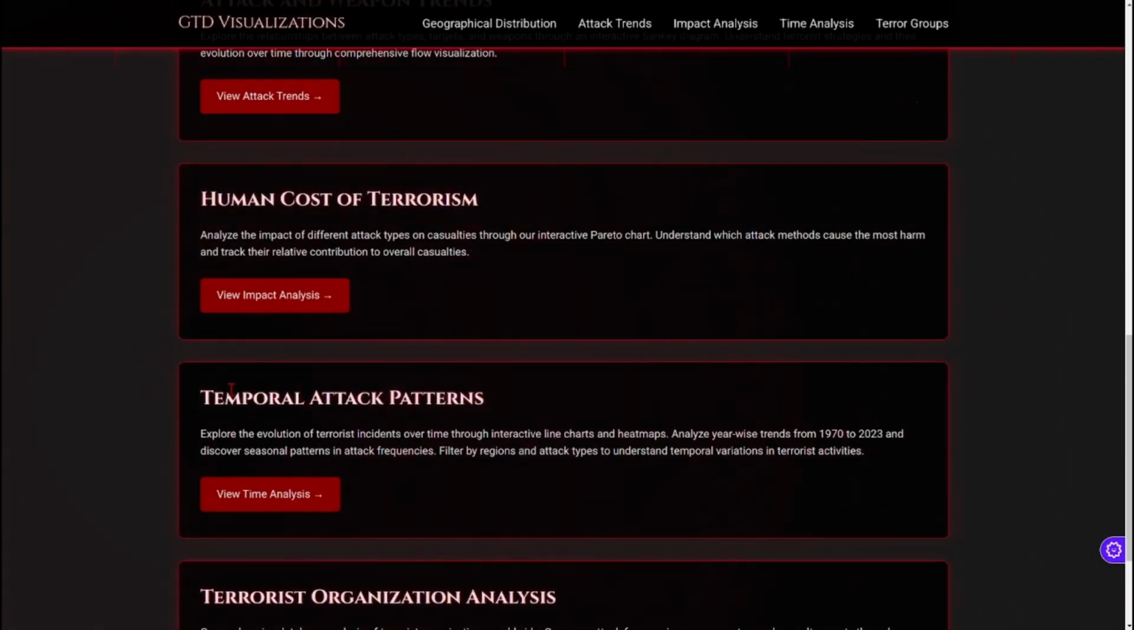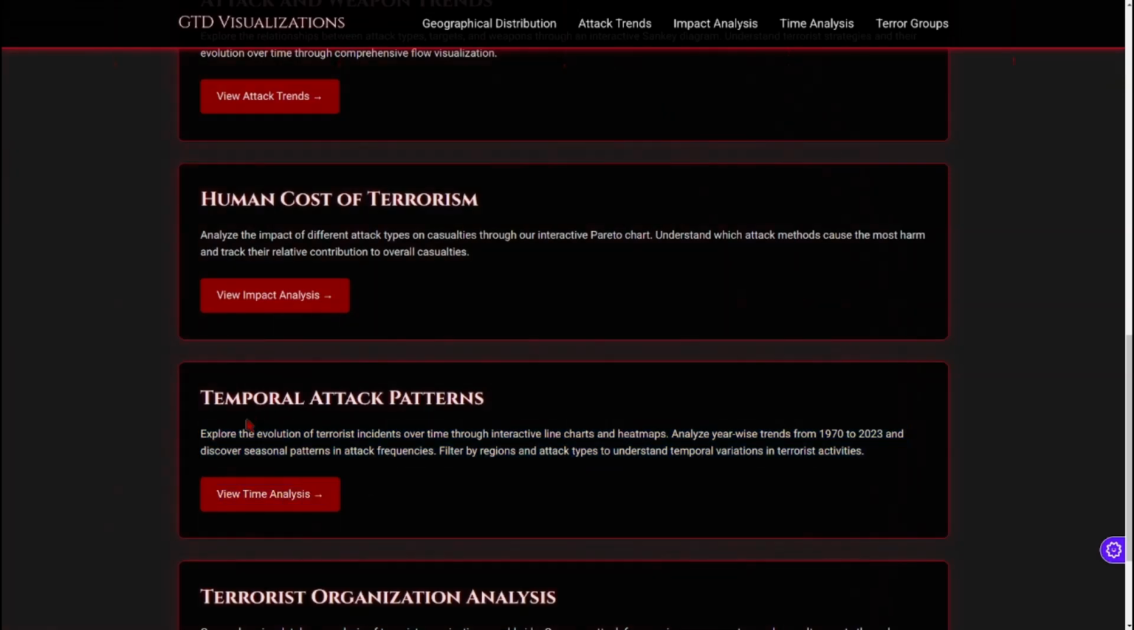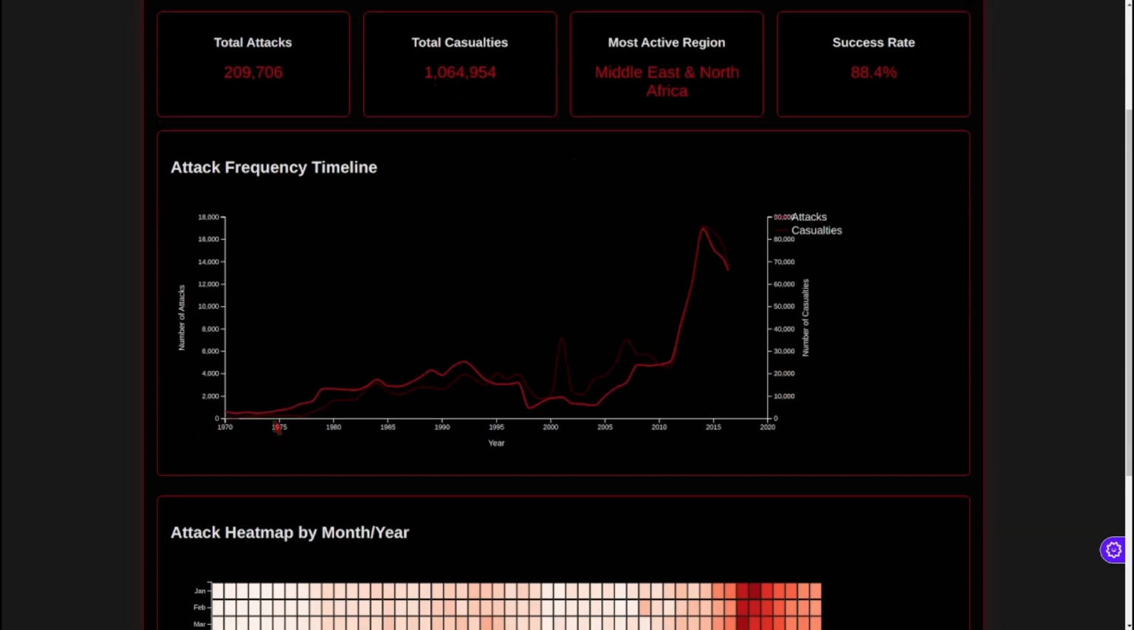Now let's examine how terrorist incidents have evolved over time through our temporal analysis. This chart displays the year-wise trends of terrorist attacks from 1970 to 2020, highlighting peaks during periods of global conflict, especially between 2010 and 2016.